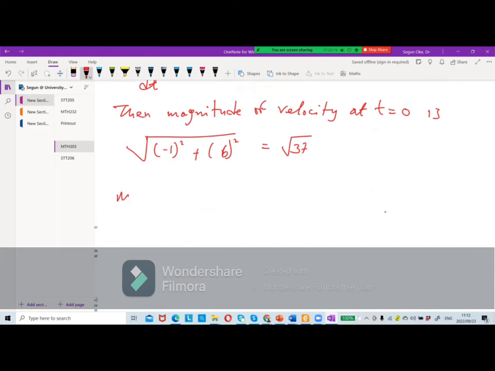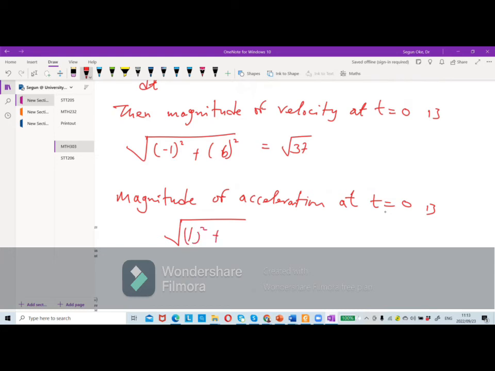Then let's look at the magnitude of acceleration at t equals 0. It is the square root of 1 squared plus negative 18 squared, which equals the square root of 325. Any question, please? Any question?